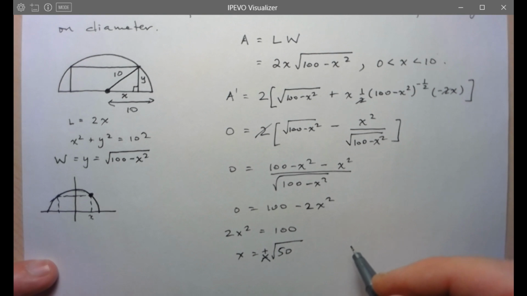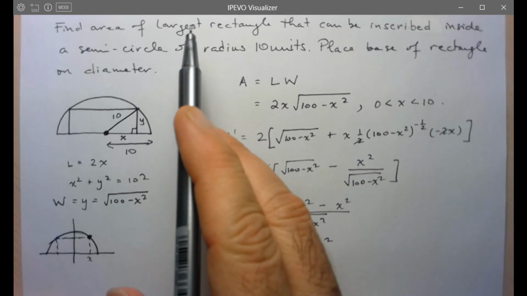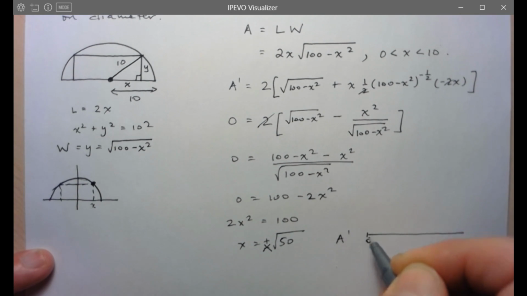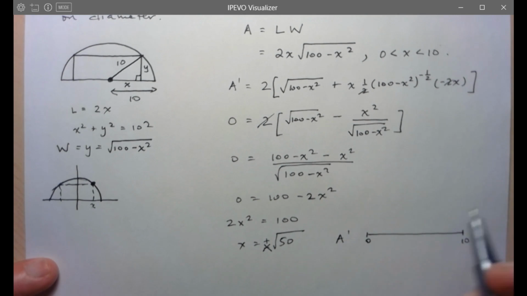So I'm going to now test to see if it's a local maximum and justify that it's an absolute, presumably max, since I'm looking for the largest area. All right, so let's do that here. So A prime, so remember I'm starting at 0 and we're going to 10 is the largest possible value. In fact, anything less than 10. And here I got somewhere in between, root 50. Now here root 50 is just over 7 because square root of 49 is 7. So let me take x equals 1 here.